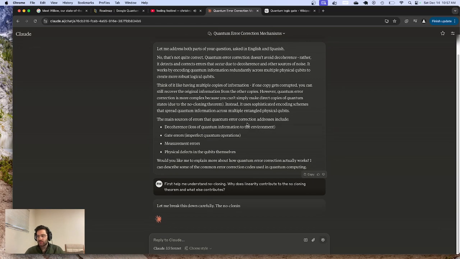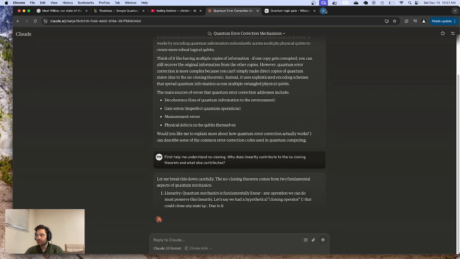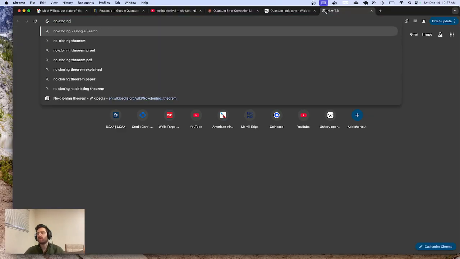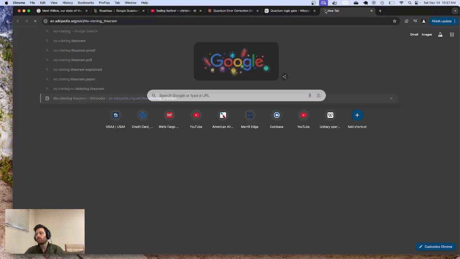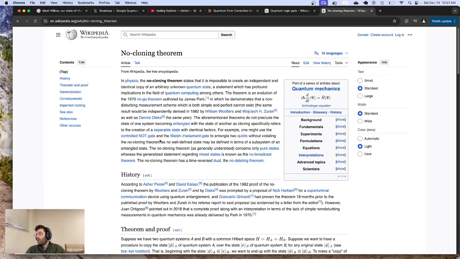And then let's get into quantum error correction. Well, I want to pull up... So this is what we're talking about. It's really hard to do error correction in quantum computers.